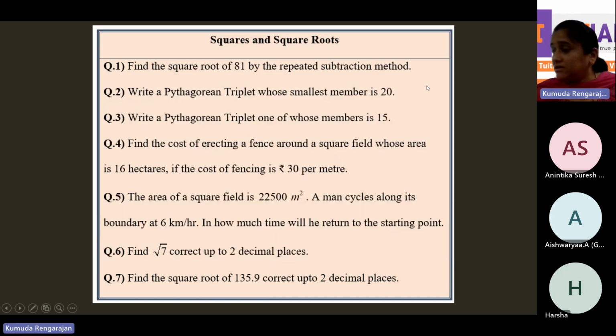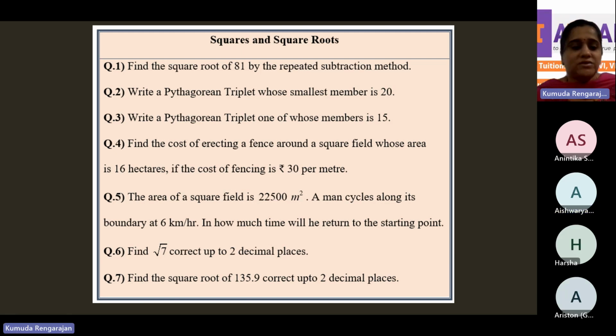I've shared my screen. Is it visible, children? Yes, ma'am. So continue with the squares and square roots.